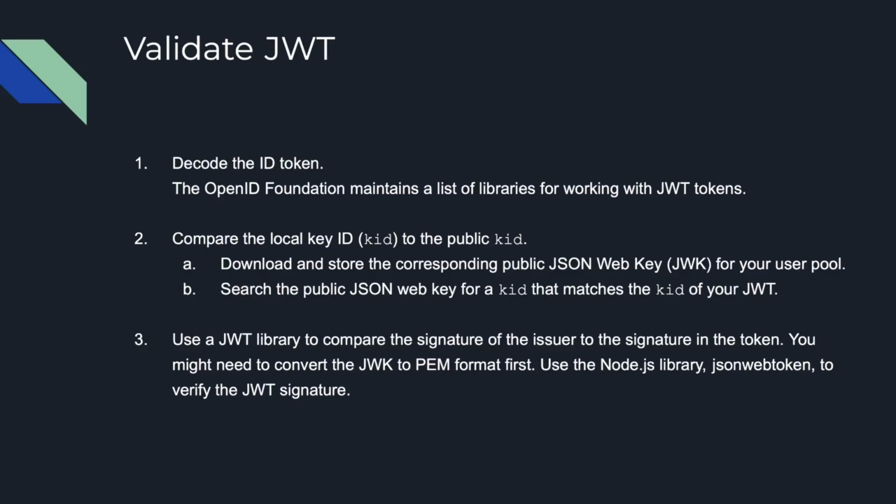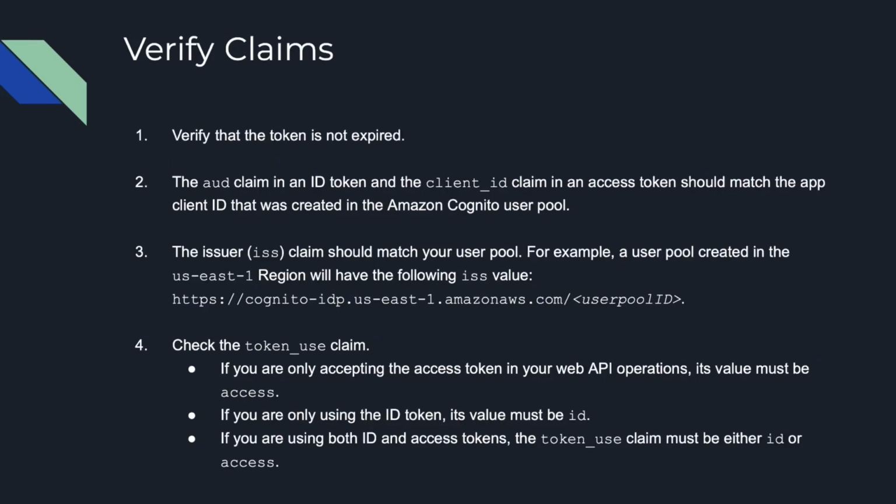We need to search the public JSON web key for a key ID that matches the key ID of our JWT. And finally, we need to use a JWT library to compare the signature of the issuer to the signature of the token. You may need to convert JWK to PEM format for that. And usually, the jsonwebtoken Node.js library is used to verify the JWT signature. Finally, we need to verify claims.